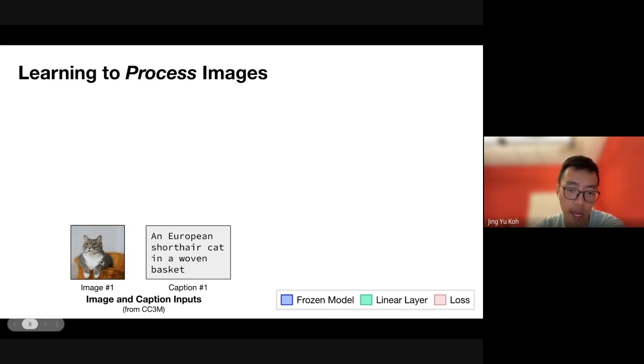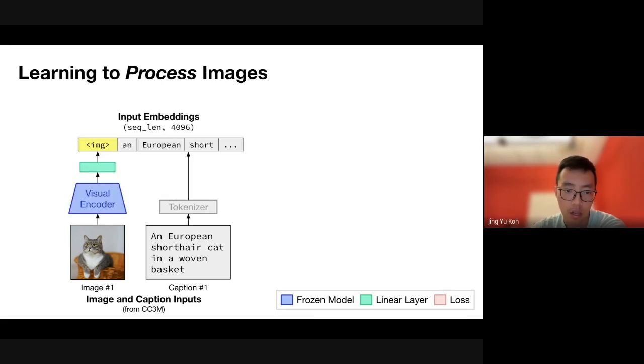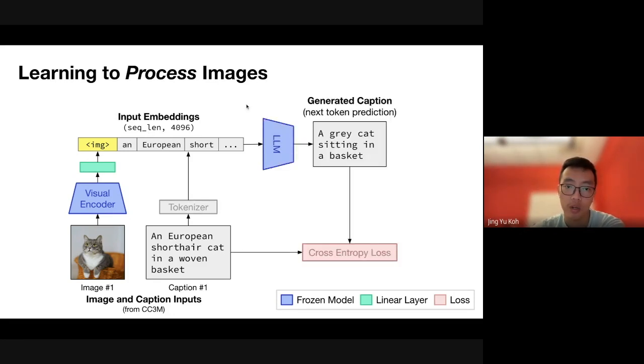So you have a cute image of a cat here, and the corresponding caption is an European short-haired cat in a woven basket. We first pass the image to a visual encoder, which compresses it to a sequence of vectors represented here by the yellow block image. So these are a sequence of vectors that represent the image content. We tokenize the caption using the word tokenizer that the language model uses, and we pass it to the input embeddings of the language model. So both the image sequence and the token sequences are combined to form this sequence length by 4096 dimensional input embeddings. So this is a sequence of continuous vectors that we can pass into the frozen large language model.